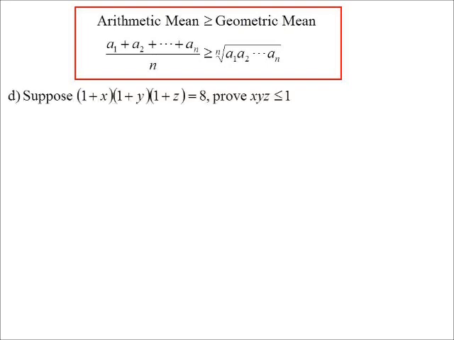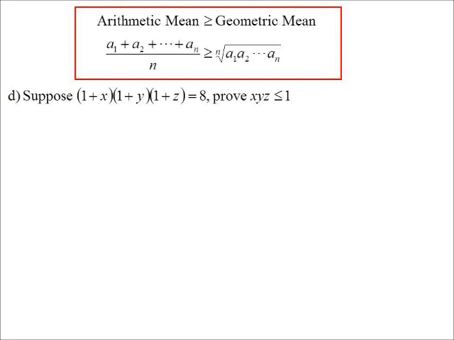All right. This time we're going to suppose that 1 plus x times 1 plus y times 1 plus z is equal to 8. And we're going to prove xyz is less than or equal to 1. If I remember correctly, I think I ended up doing this 2 ways. One's quite fun, the other's quite quick. The fun one's not that quick, but gee, it's good. You're going to love it.